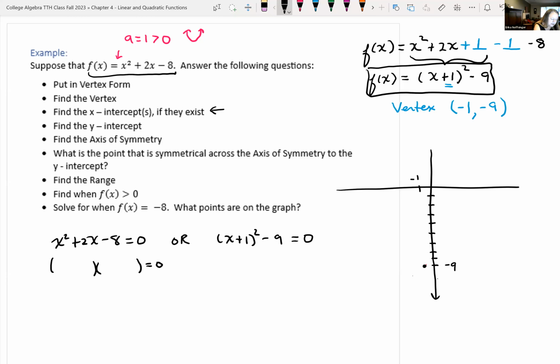There are two numbers that multiply to negative 8 but add to positive 2, and that would be positive 4 and negative 2. So we can factor that as x plus 4, all times the quantity x minus 2. Set each factor equal to 0. So I got x is negative 4, and I have x is 2.